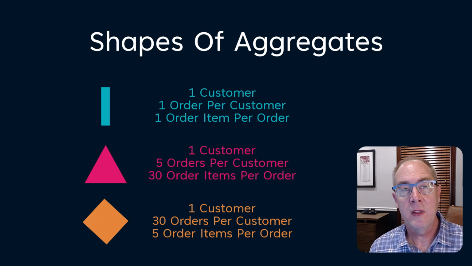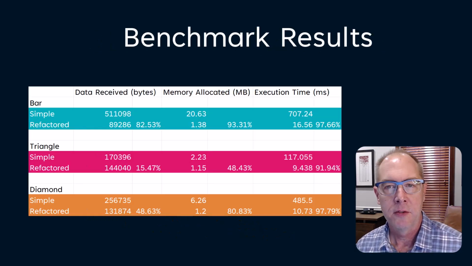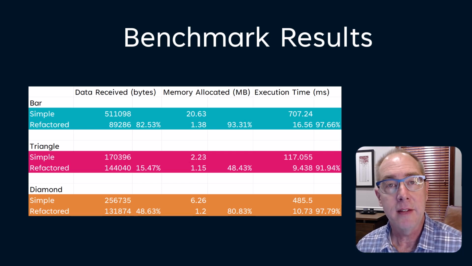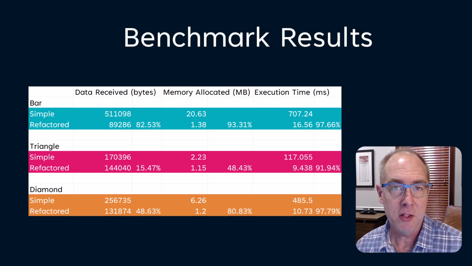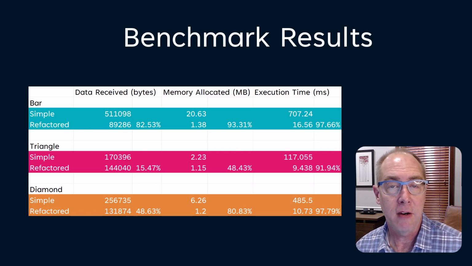Now, when we run these benchmarks, I want to show you the impact those shapes have on the 3 metrics: data received, memory allocated, and execution time. So let's go ahead and get BenchmarkDotNet running, and let's take a look at the results. Here are the results from our performance test. I've got the performance metrics of execution time, memory allocated, and data received across the x-axis, and I've broken it up into 3 chunks to represent the shape of the aggregates.